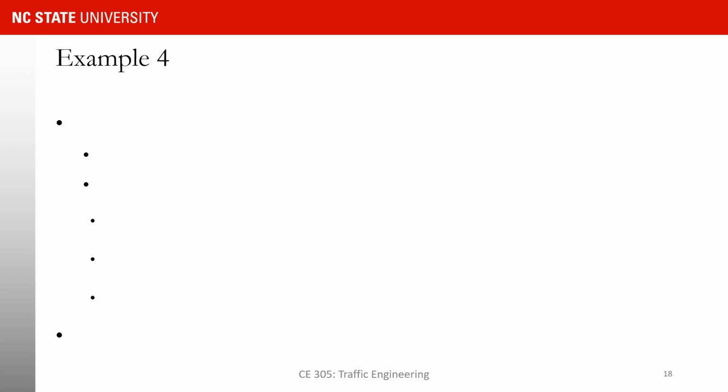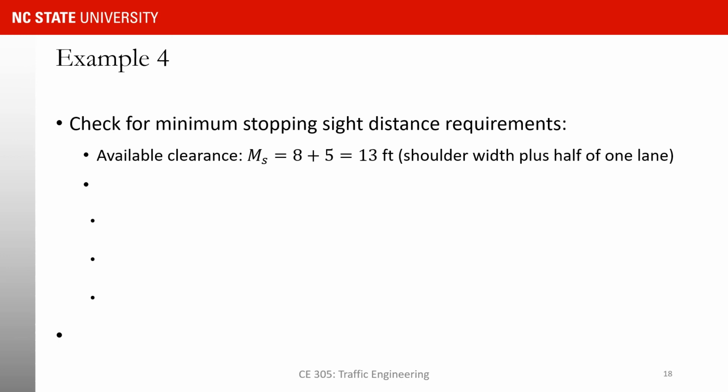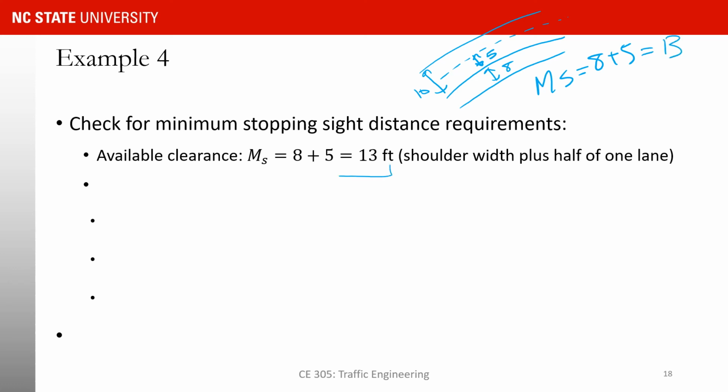Now we are gonna work with the stopping side distance. So how much clearance do we have? The shoulder width is 8 and the lane width is 10. So this is my shoulder, that is 8. This is my lane width, that is 10, and we are talking about the center line of the critical lane. So this is another 5. So my M sub S is equal to 8 plus 5, right? Or 13 feet. That is the amount of clearance that I have.